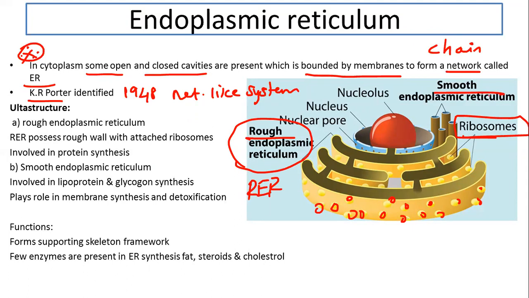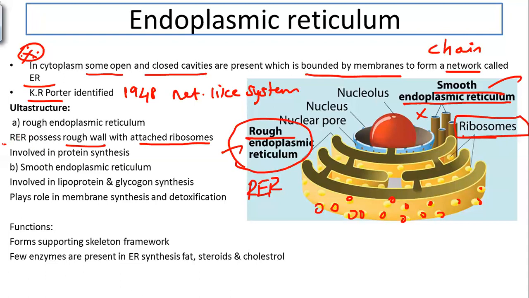Here you can see the smooth endoplasmic reticulum, which does not have any ribosomes. The surface will be smooth because of the absence of ribosomes, and those are called smooth endoplasmic reticulum. The surface will be very rough because of the presence of ribosomes, so it is called rough endoplasmic reticulum. Hope you all understood, right? So rough endoplasmic reticulum possesses a rough wall with attached ribosomes.